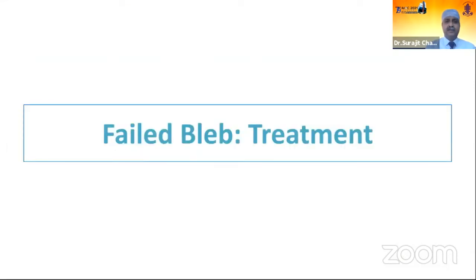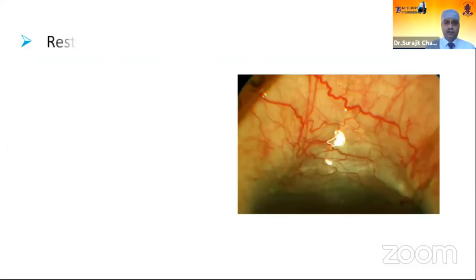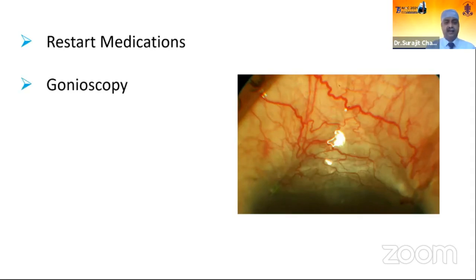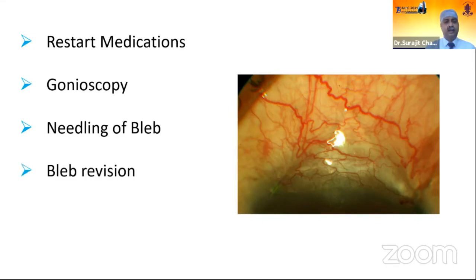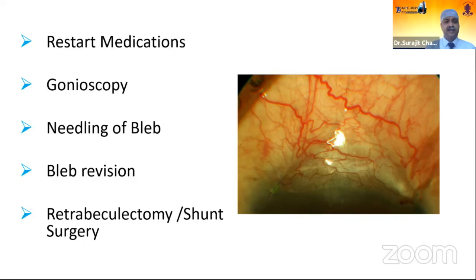Well, when a bleb has already failed, what to do? The usual algorithm is to restart medicines and do a gonioscopy to see whether any stomal blockage is there. If not, then you go for needling, and bleb revision can also be required. The final treatment is with tube or shunt surgery, which Dr. Manish has depicted nicely.